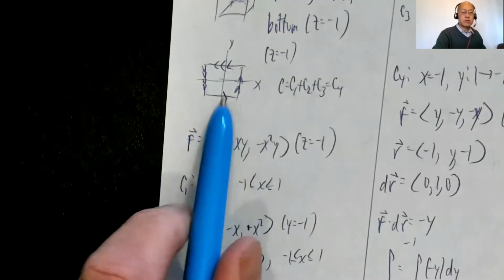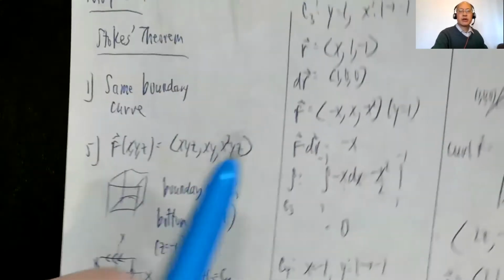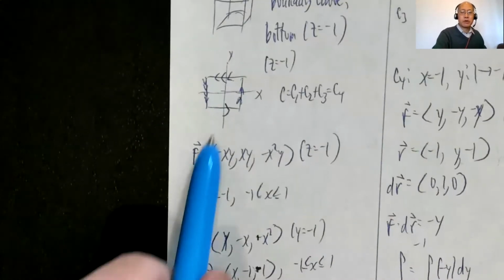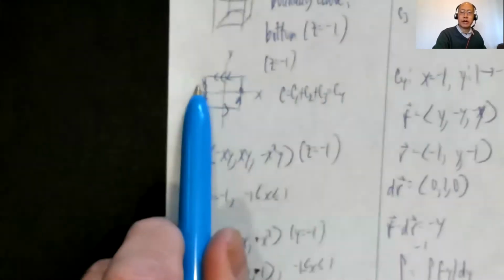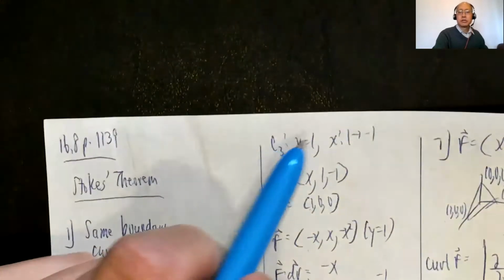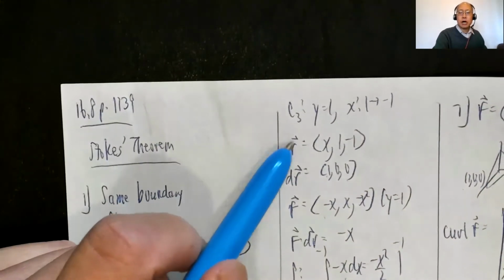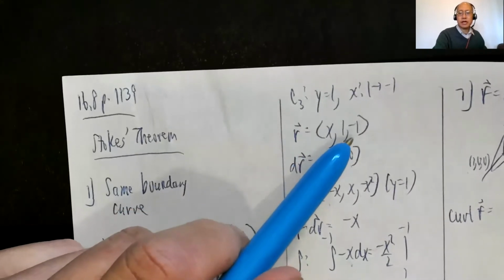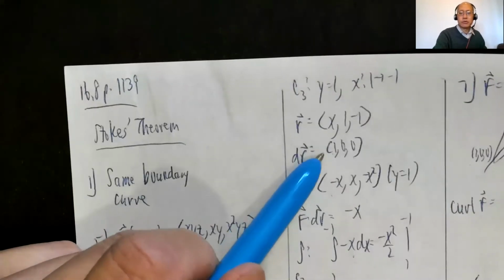C3, y equals 1. And this is tricky. X goes from 1 to -1. Again, we're going backwards here. We're going specifically in this direction in order to go counterclockwise. So 1 to -1. So r is x, y is 1, z is always -1 for this problem. dr is 1, 0, 0.